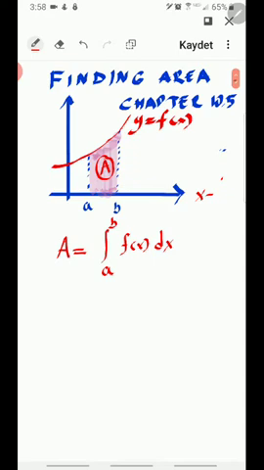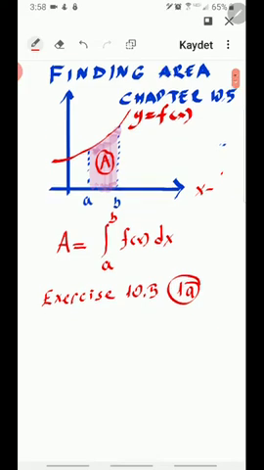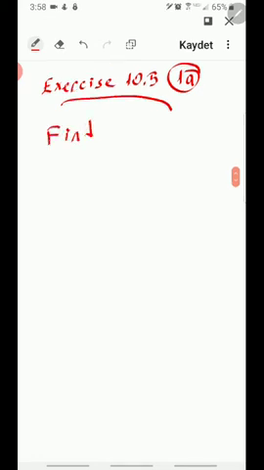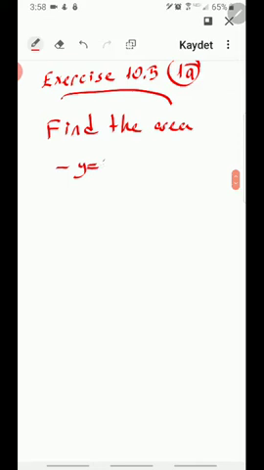Let's have a sample for this. Exercise 10.5 from your book, 1a. In this question, we are going to find the area bounded by the curve y is 3x squared, x equals 2, and x-axis. Find the area bounded by y is 3x squared, x equals 2, and x-axis.